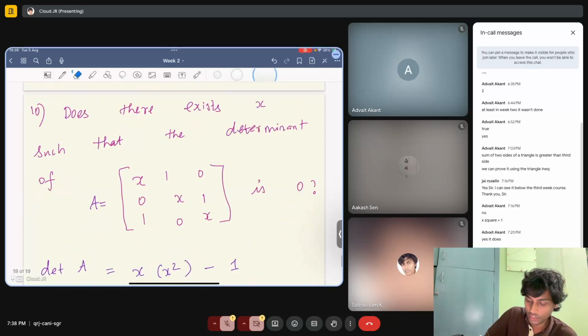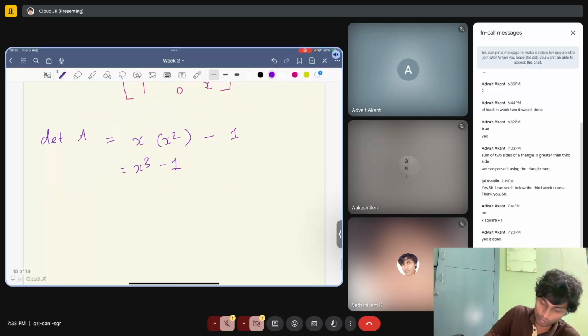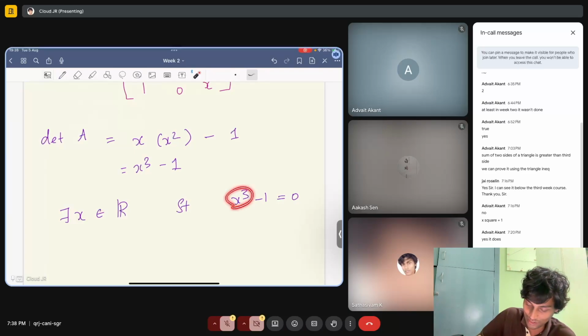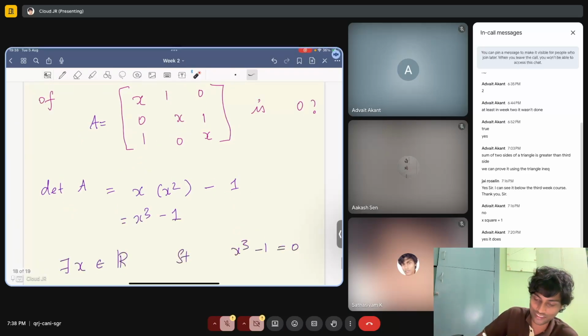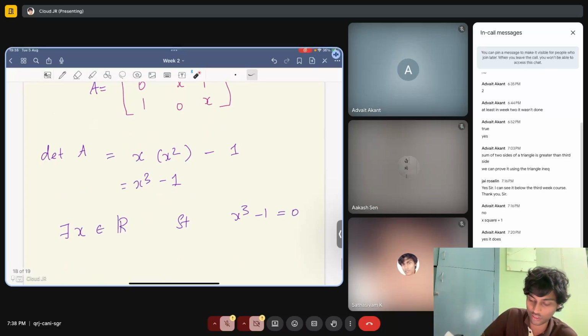Okay. So real root means what? There exists x belongs to real number, such that x cube minus 1 is equal to 0. Well, that number is basically 1 if you want. But what I'm telling is you can change this number. I'm just choosing this matrix so it looks easy.